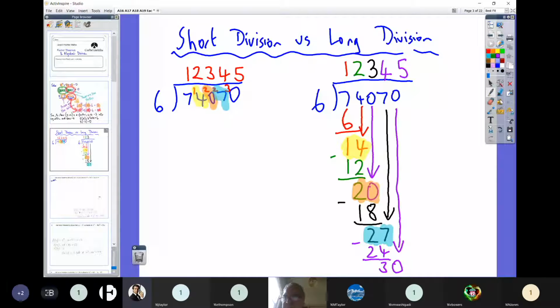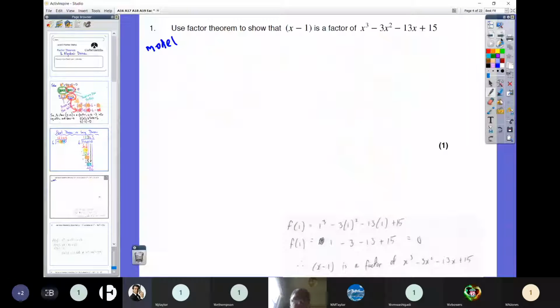Okay, I now want to start turning the pages of the Corbett Maths worksheet. And this really answers Victor's point. Use factor theorem to show that x minus 1 is a factor of x cubed. Because I've got to show that x minus 1 is a factor, I'm going to substitute in plus 1, not minus 1, plus 1. It's whatever solution makes the bracket 0.